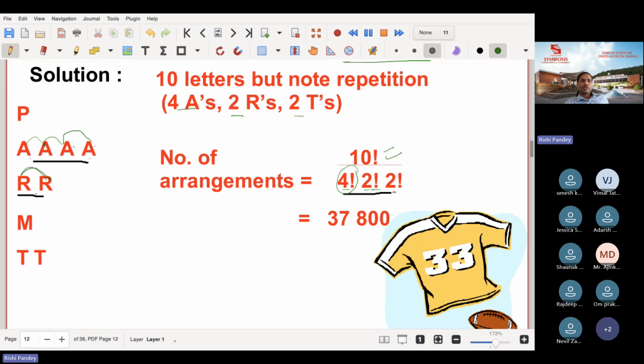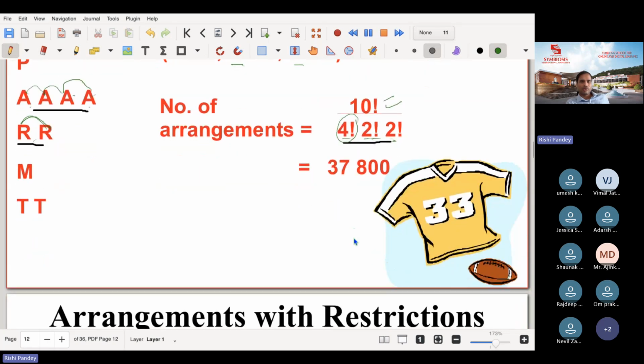1, 2, 3, 4, 5, 6, 7, 8, 9, 10. So 10 is there, but repetitions we should divide. I will give you another question.